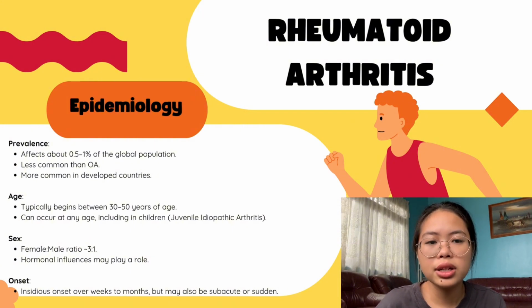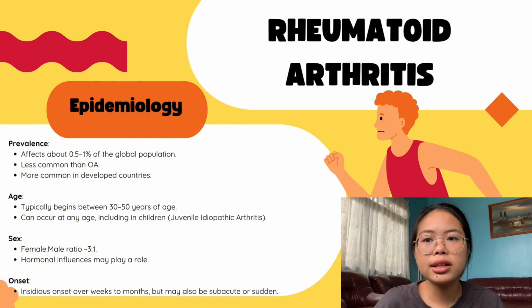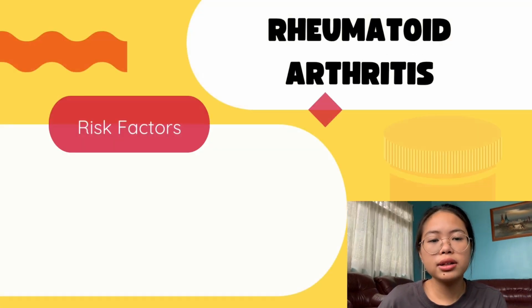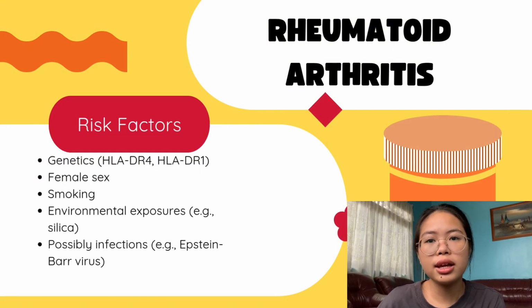Rheumatoid arthritis is 3 times more common in women than men, likely due to hormonal factors, and unlike osteoarthritis, rheumatoid arthritis often has an insidious onset, developing slowly over weeks or months, though it can sometimes appear more suddenly. Risk factors are genetics, especially HLA-DR4 and DR1. Other risk factors are sex, smoking, environmental exposures like silica, and possibly viral infections like Epstein-Barr virus.